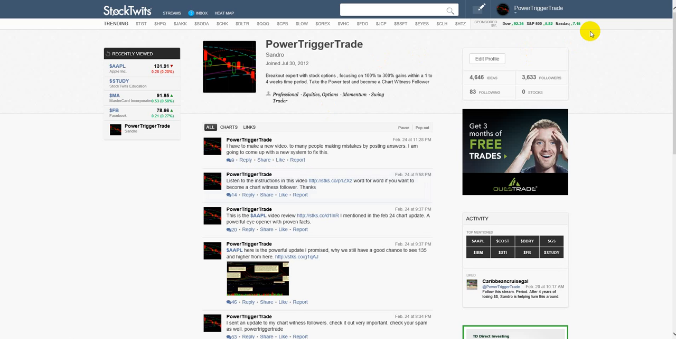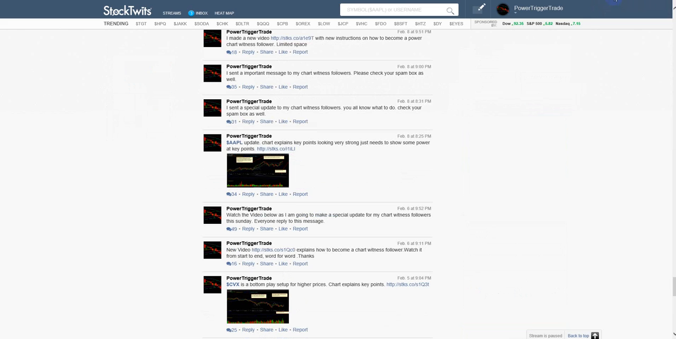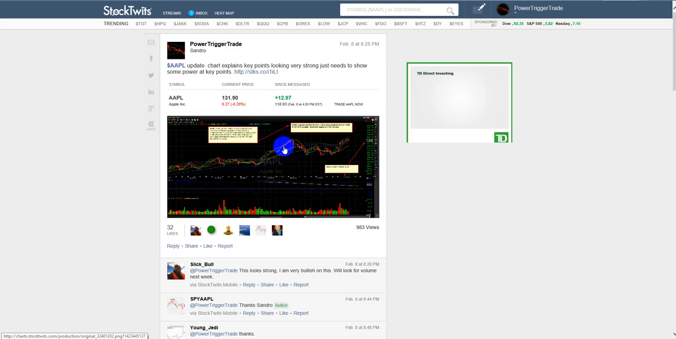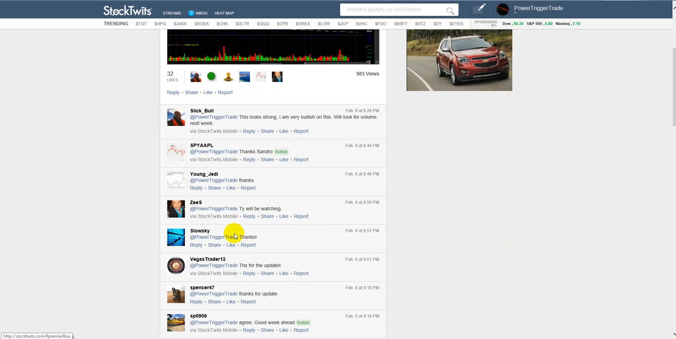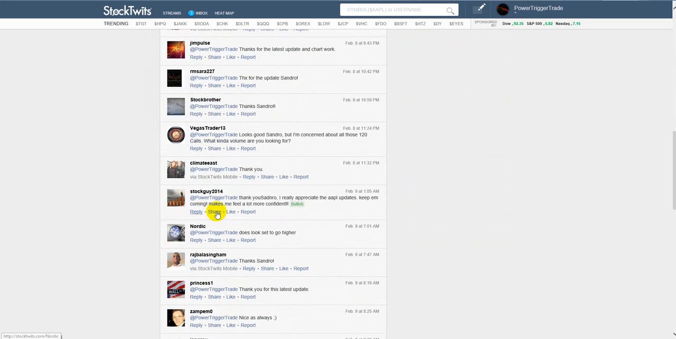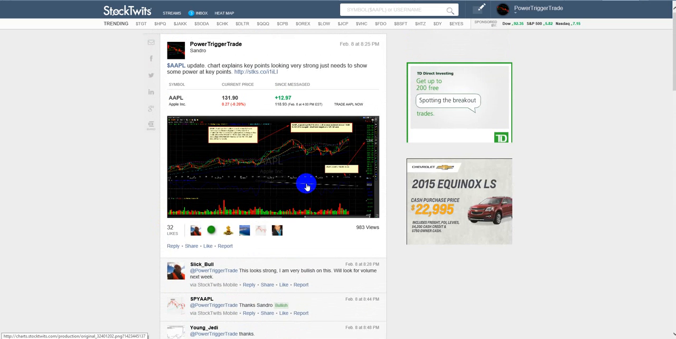Now, I've been posting Apple trades on StockTwits, and that's how a lot of people get to know me because it's a big stock, one that I'm a long-term investor in, and I've also made multiple option trades in it. But anyway, let's start with the new breakout we had on the February 8th chart, and I posted this on StockTwits. As a chart witness follower, I'm going to click on this. You always want to be active on my stream, making comments when applicable. See, people always make comments. I want you to make comments as a chart witness follower, always.